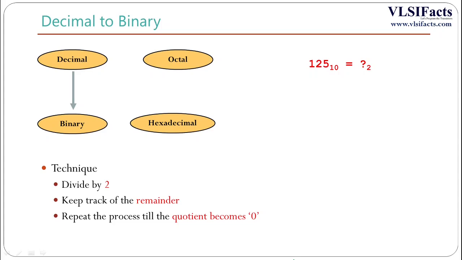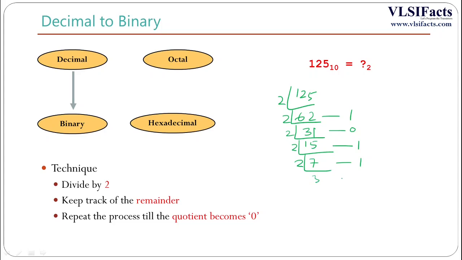Now to perform this, we will keep on dividing the number 125 with 2, and we will keep track of the remainders. 125, we will divide it by 2. This will give us 62, and remainder is 1. Divided by 2, 31. Remainder is 0. 15, 1, 7, 1, 3, remainder is 1, 2, remainder is 1, and finally dividing the 1 by 2, quotient is 0, and the final remainder is 1.